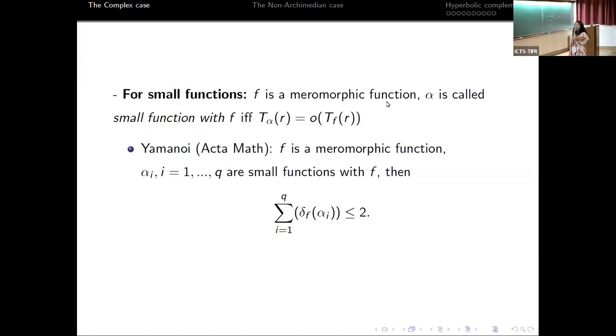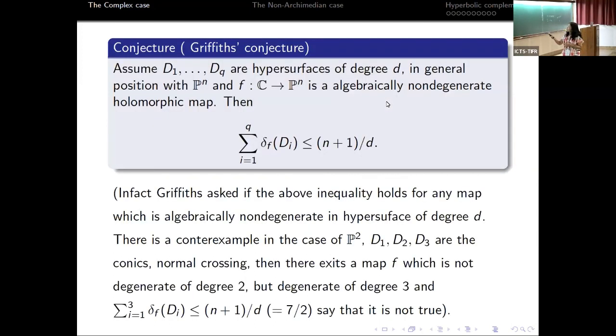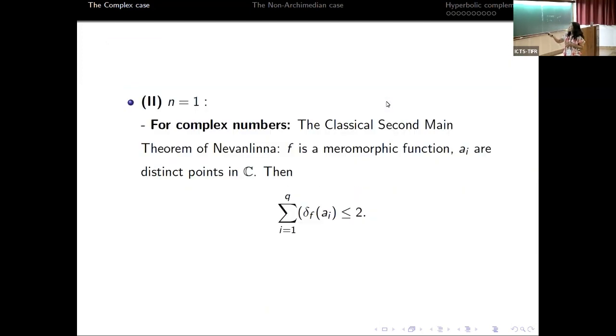So here, Nevanlinna worked for the a_i constant. So the question now, we want to work on moving targets. That means a_i here is not constant anymore, but in general is a small function. So the question is, what is going on?